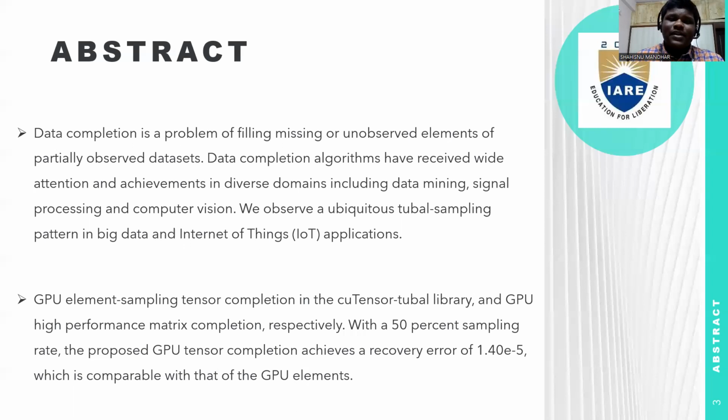GPU element sampling tensor completion in the cuTensor tubal library and GPU high performance matrix completion, respectively. With a 50% sampling rate, the proposed GPU tensor completion achieves a recovery error of 1.40E-5, which is comparable with that of the GPU elements.